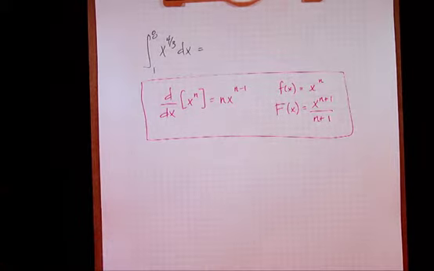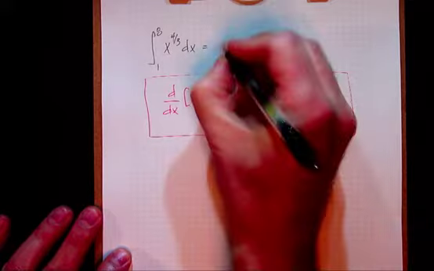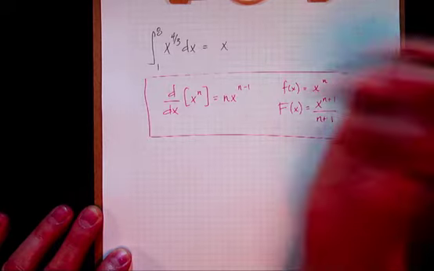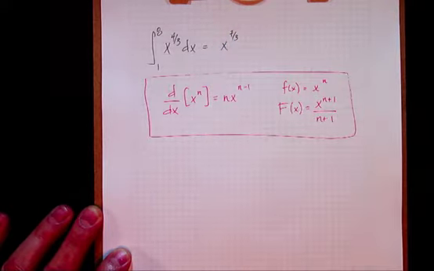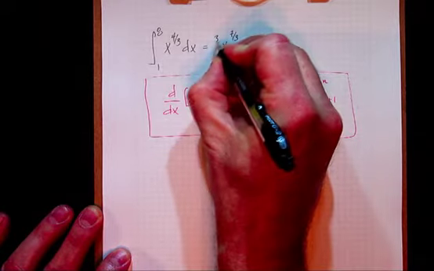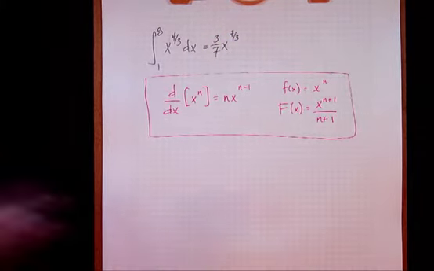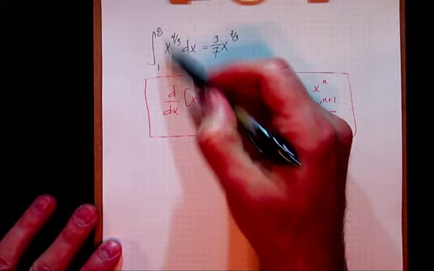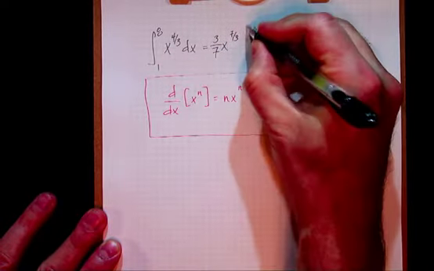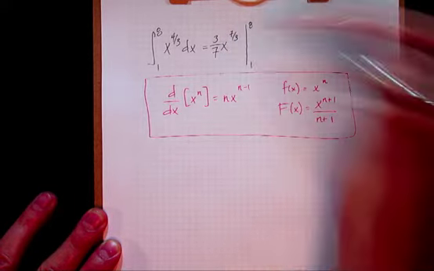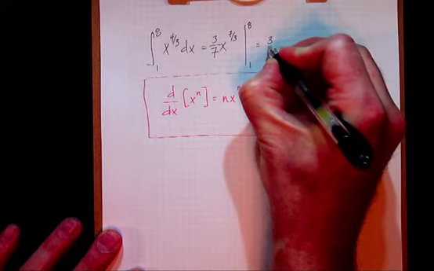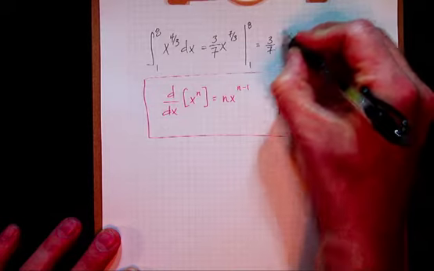If I have x to the 4/3, I need to add 1 to its exponent, and 4/3 plus 3/3 is 7/3. Now I need to divide by 7/3, but that's the same thing as multiplying by 3/7. Now, I have done the antiderivative, so the integration symbol needs to go away. But I have not yet plugged in my limits of integration, so I need a way of keeping those around, and that's what this cute little line does, okay? Now I'm going to plug in 8. Let's factor out the 3/7, right?